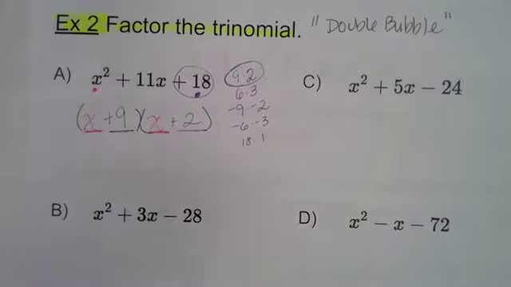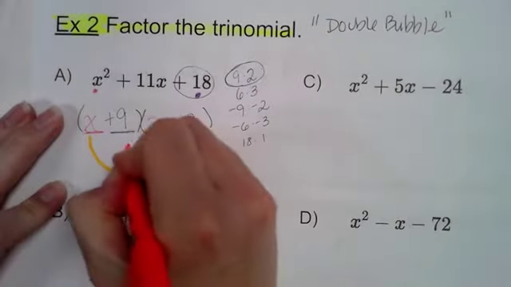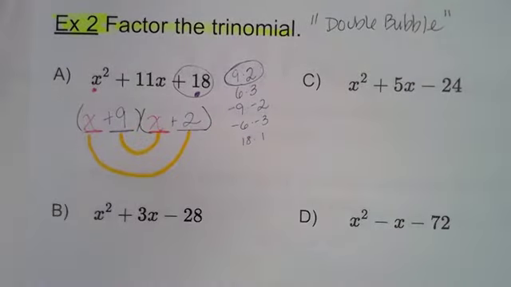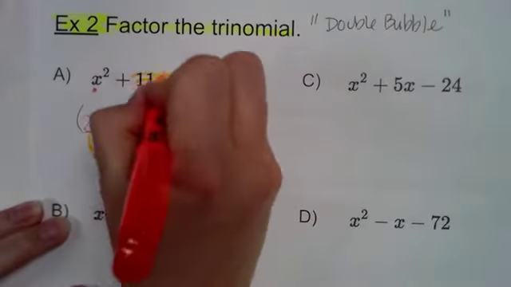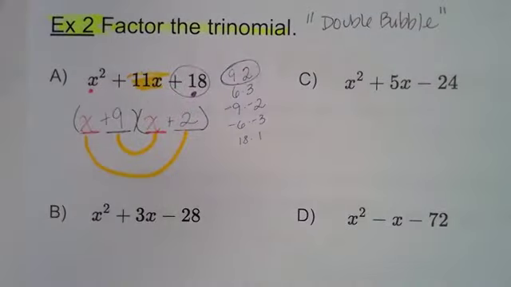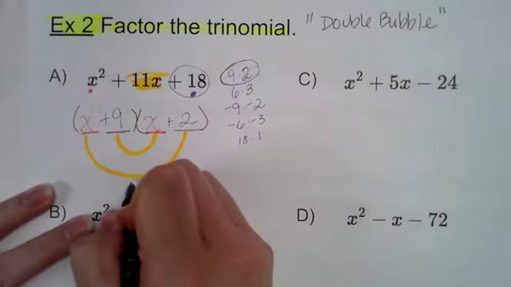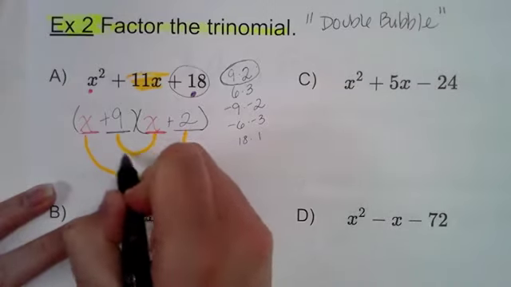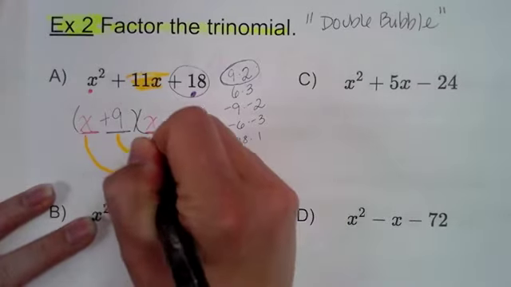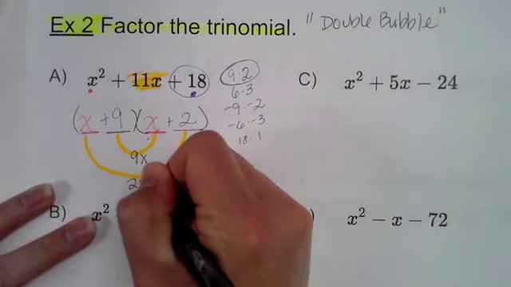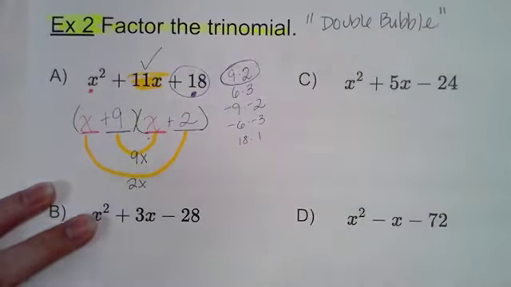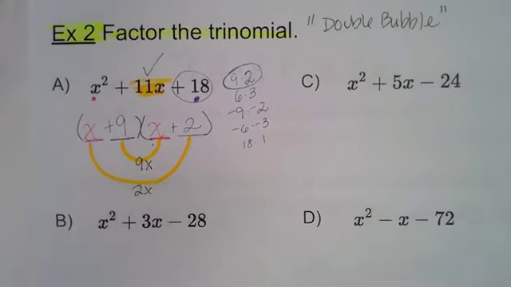We're going to check the rainbow. We are always going to get in the habit of checking the rainbow. Or the smile, but I like the rainbow. We're going to check the rainbow just to make sure we get this middle term. So, we're going to multiply x times 2. What is that? 2x. And 9 times x, 9x. And when we add those together, what do we get? 11x.